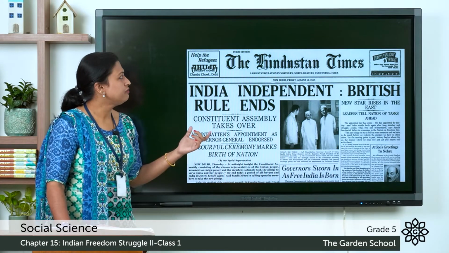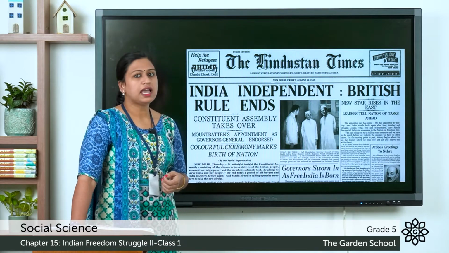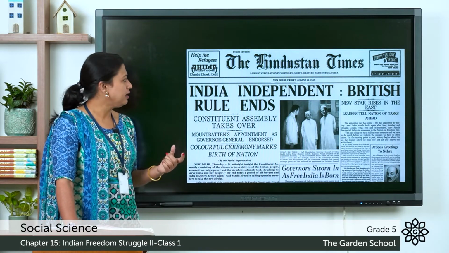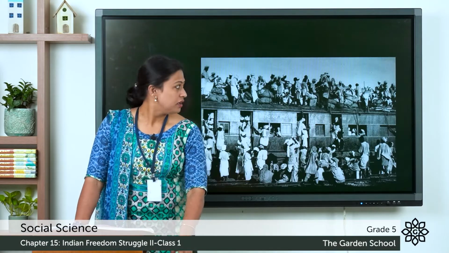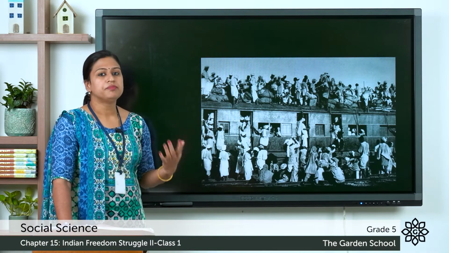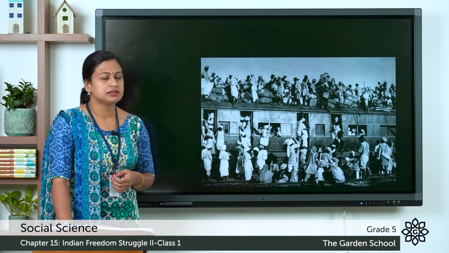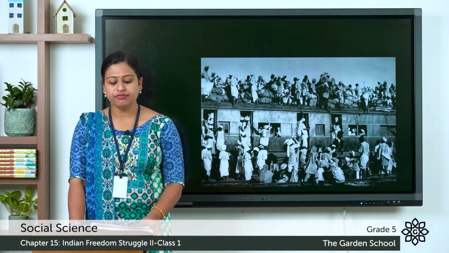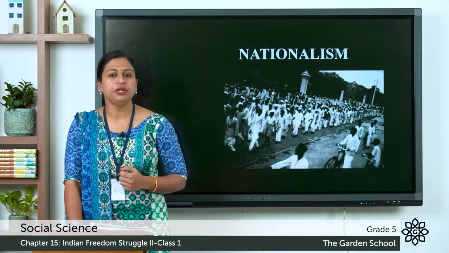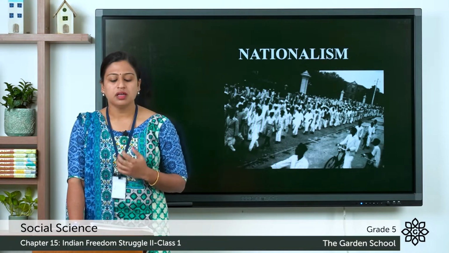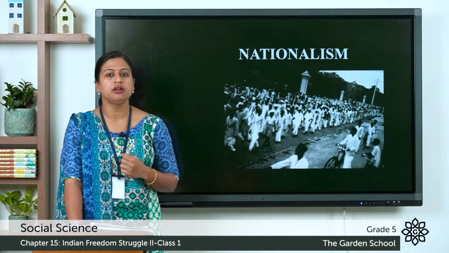Here you can see the first page of the Hindustan Times dated 15th August 1947, and the main heading is India Independent, British Rule Ends. And here you can see people migrating to Pakistan, which was formed after the independence. Gradually, the feeling of unity among Indians gave rise to nationalism. So what do you understand by nationalism? It's a feeling of one nation and always supporting our nation or country.